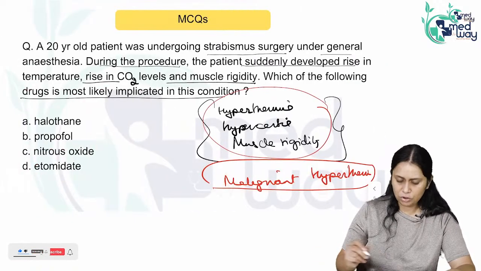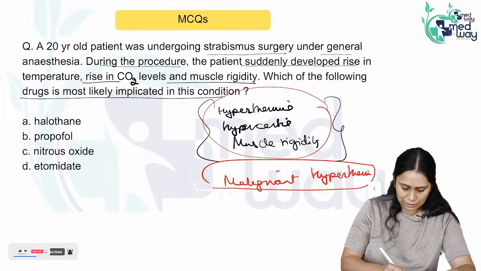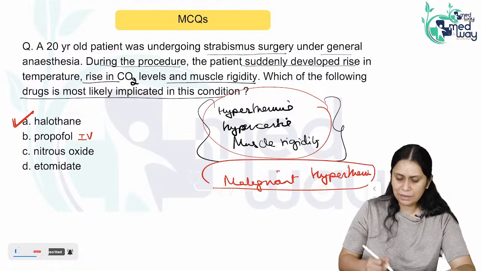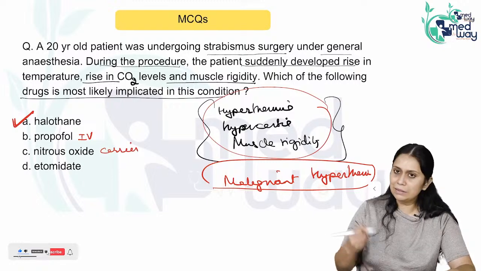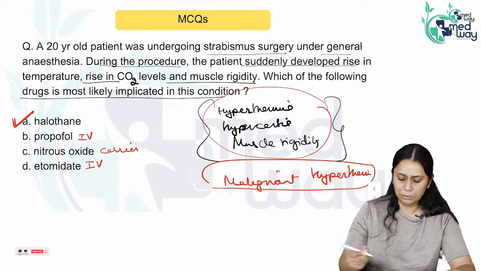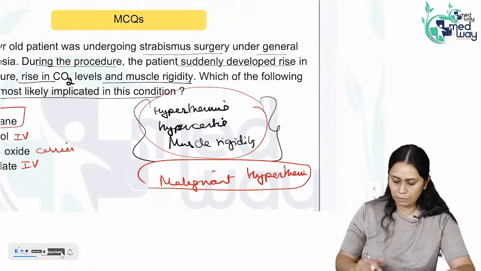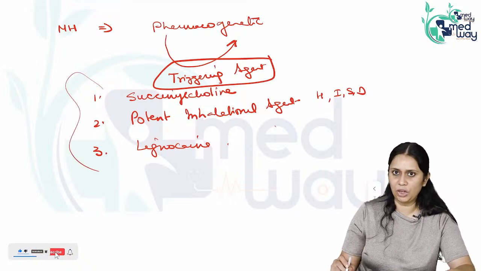So which drug in the options triggers malignant hyperthermia? Halothane is the answer. Remember, halothane can trigger malignant hyperthermia. Propofol is an IV anesthetic agent. It is safe in malignant hyperthermia. Nitrous oxide, the carrier gas, is safe in malignant hyperthermia. Etomidate is an IV agent. It is safe in malignant hyperthermia. The potent inhalationals can trigger malignant hyperthermia. Remember this. Okay? So these three are the triggering agents.